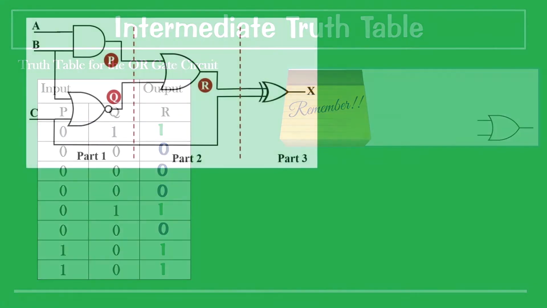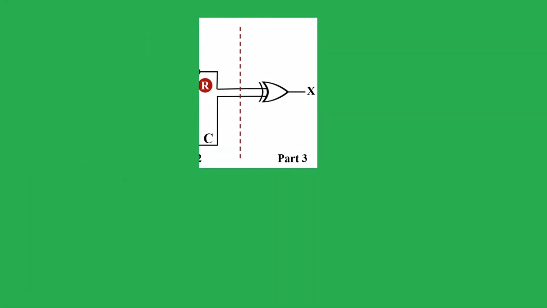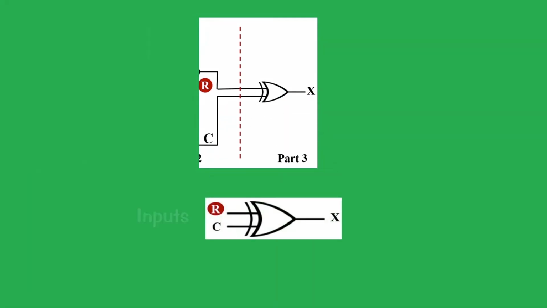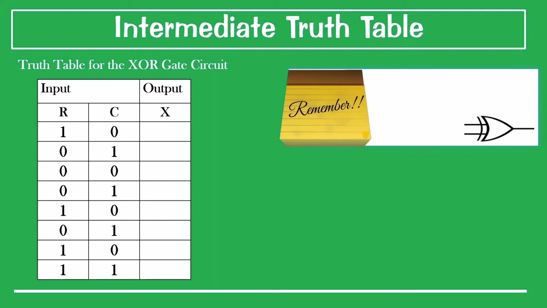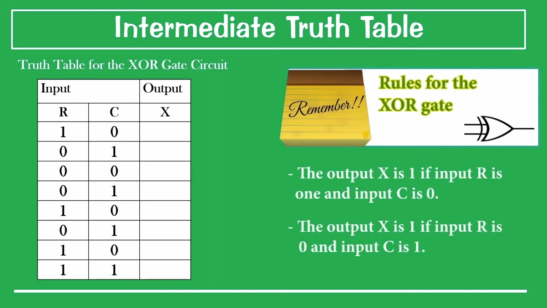Right. Now viewers, let's look at the final part of the logic circuit, which has R and C as inputs and the final output X. This gives the third intermediate truth table as it is shown here. Now keep in mind the XOR gate rules. The output X is 1 if input R is 1 and input C is 0, or input R is 0 and input C is 1.